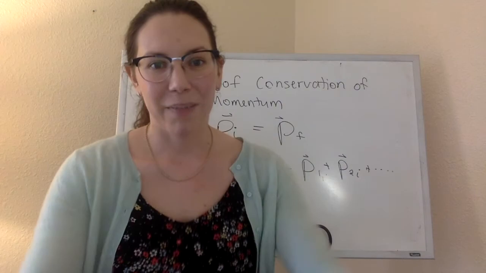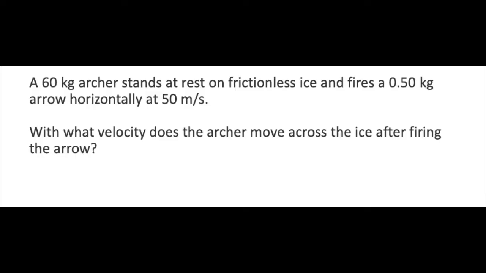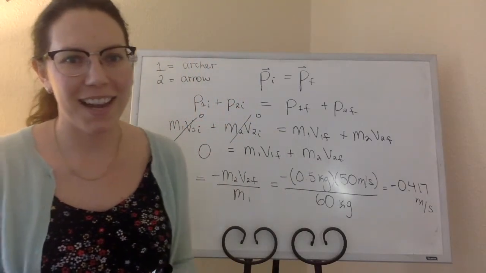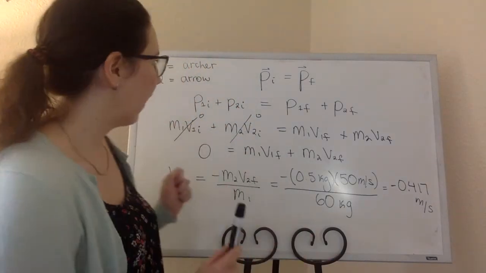So let's look at the first example. A 60 kilogram archer stands at rest on frictionless ice and fires a 0.5 kilogram arrow horizontally at 50 meters per second. With what velocity does the archer move across the ice after firing the arrow? Okay, so I'll let subscript 1 be the archer and subscript 2 be the arrow.